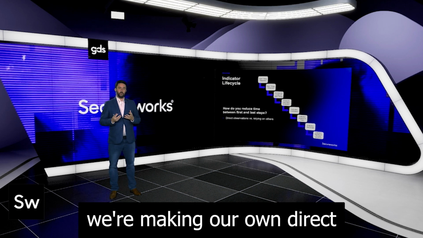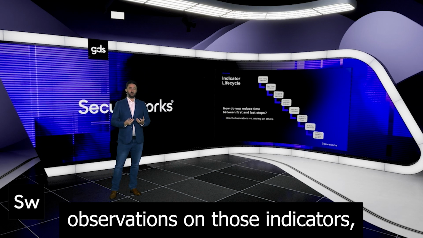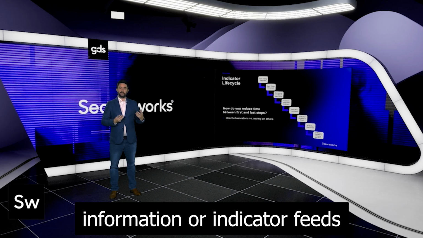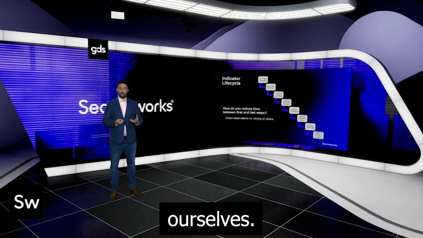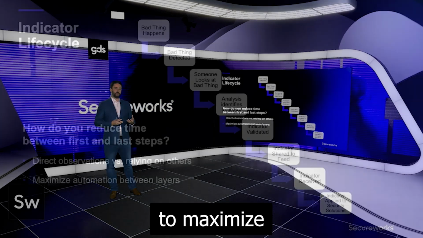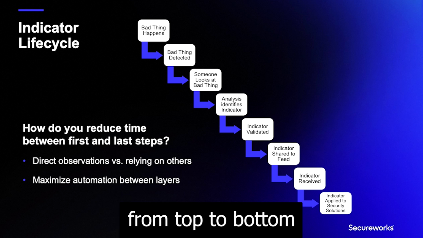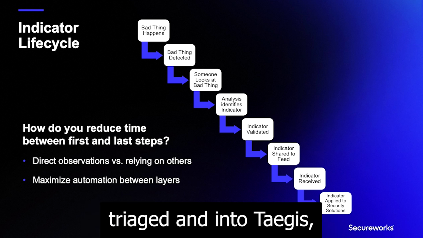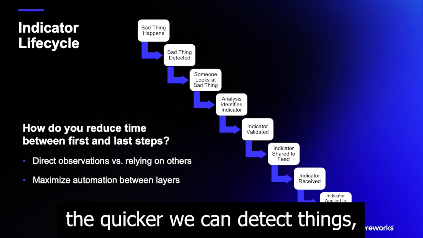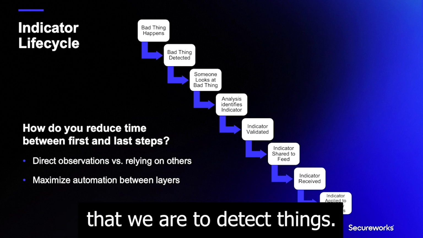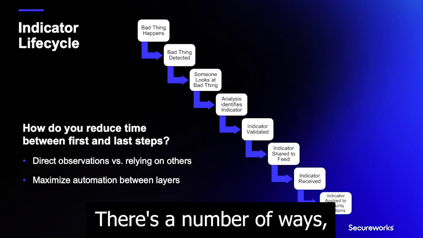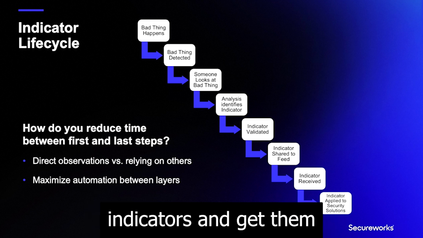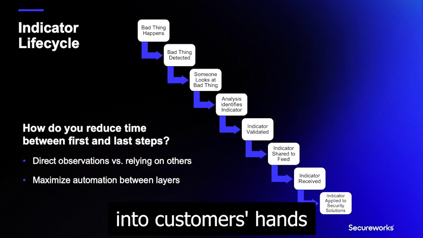We're making sure we're making our own direct observations on those indicators rather than relying on third-party information or indicator feeds that we then have to validate ourselves. And we're also trying to maximize the automation from top to bottom between every one of those steps, because the quicker we can get those indicators triaged and into Taegis, the quicker we can detect things, but also the more likely we are to detect things. So how do we do that? There's a number of ways, a number of platforms and processes that we have to process indicators and get them into customers' hands through Taegis.